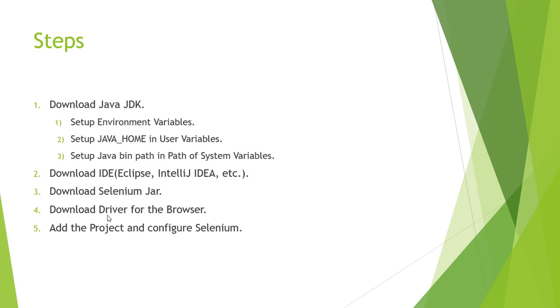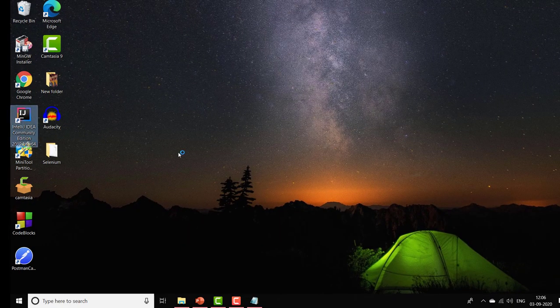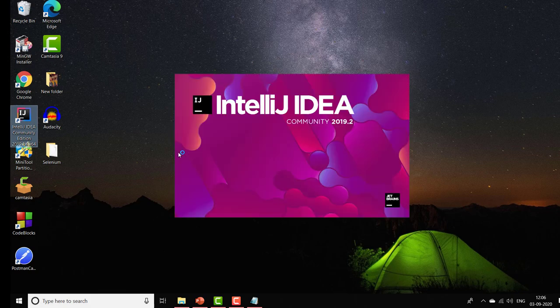So our version was 84, so we have downloaded the driver for version 84. Now at last we need to add the project and configure Selenium in here. So let's proceed forward. For that we need to create a simple Java project. As I've told, we will not be using any build tool in this tutorial. We will be going with the Selenium standalone jar file, and we will be creating a simple Java project.